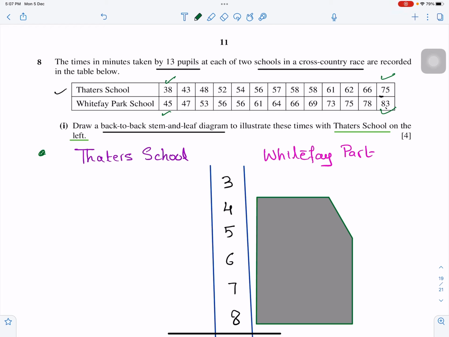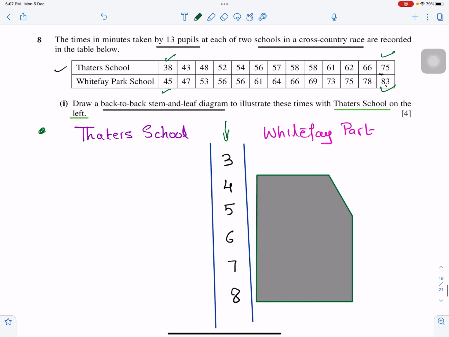Now we know that in the leaf, we only write one unit, without commas. Because the data is of units and tens, we will write the tens place data in the stem, which is this. I have already written it here to save time. From 3 to 8, because this data starts from the 30s and goes to the 80s. So I've written 3, 4, 5, 6, 7, 8. The Whiteford Park School data I have also written here to save time. The other one I will fill in right in front of you.